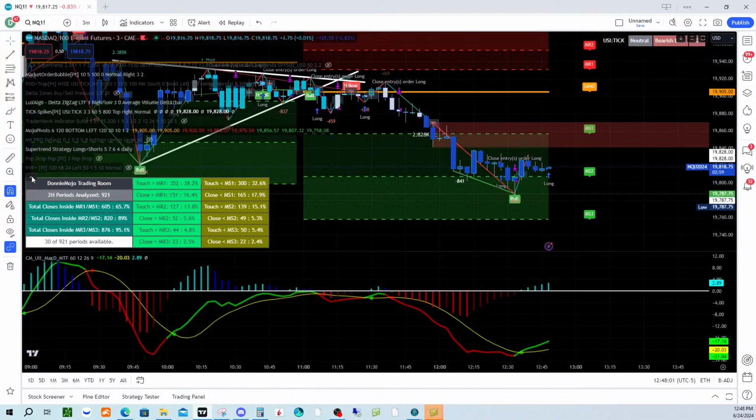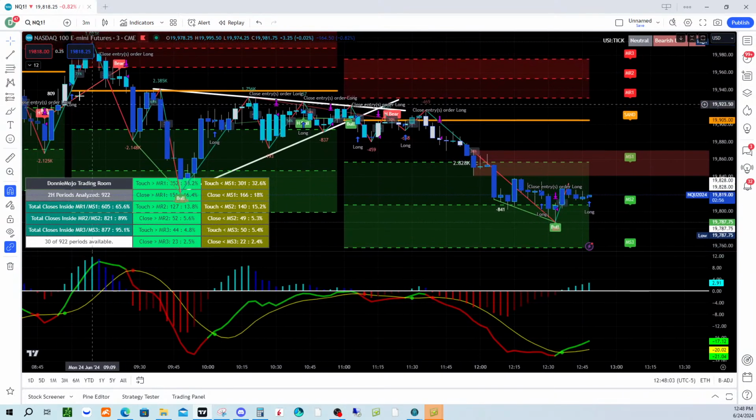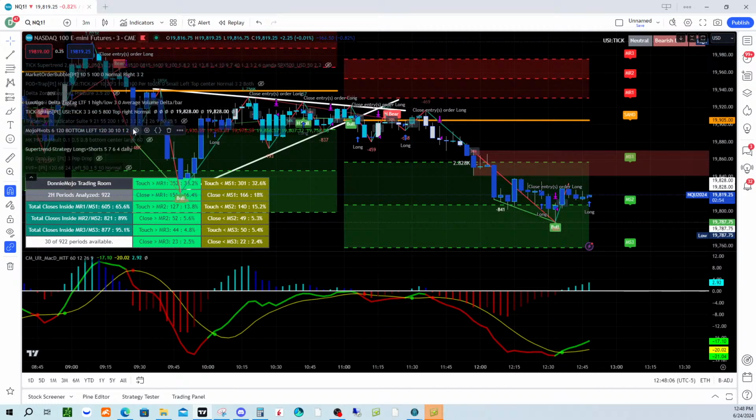Okay, so we know that we have the Mojo pivots. Let me toggle those on and off so you can see what those are. See those coming in and out there?